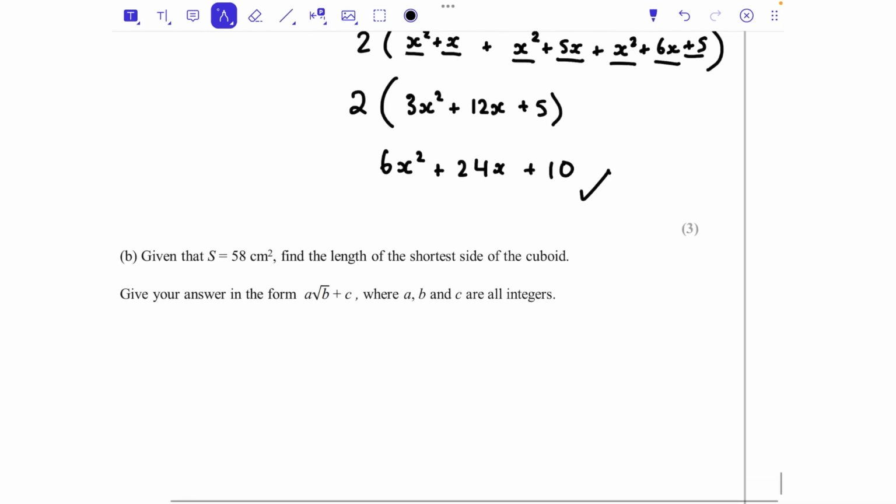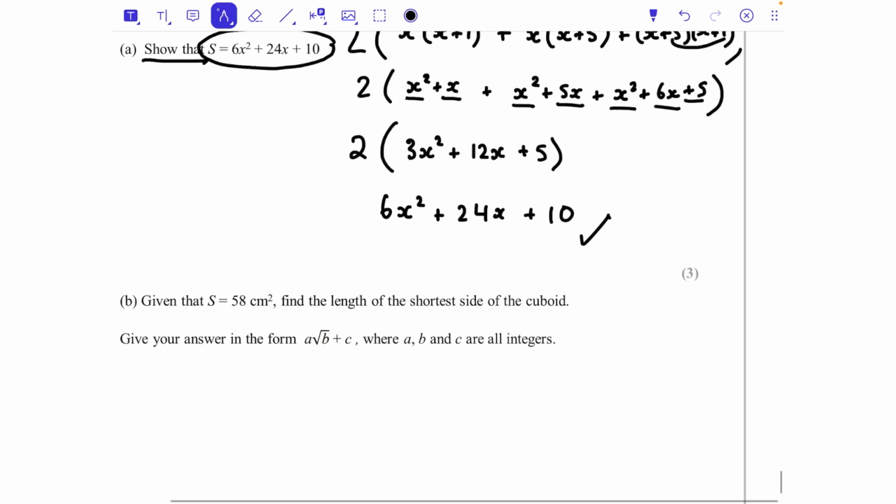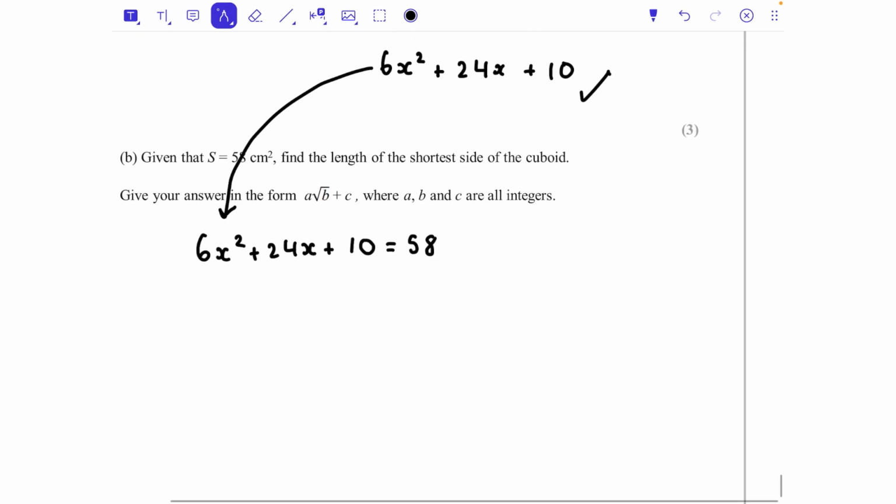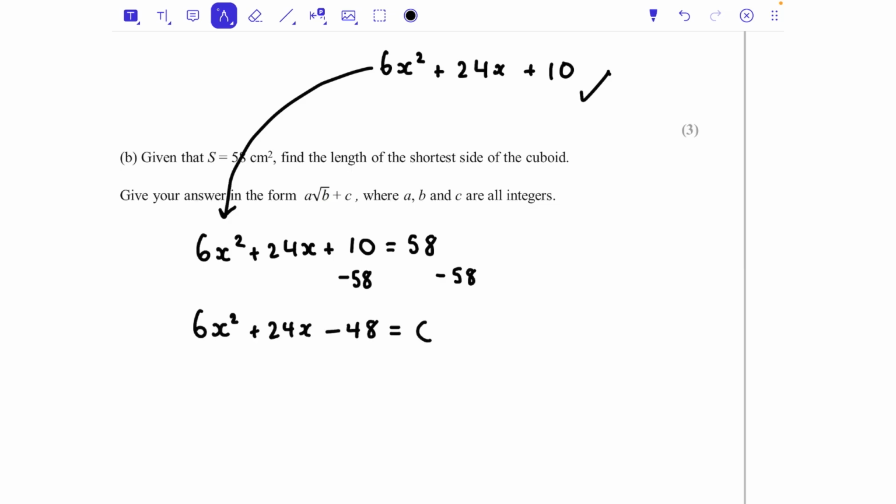It then says, given that S is 58, find the length of the shortest side of the cuboid. So we now know that the surface area equals 58. So I'm going to take this expression that we had, 6x squared, add 24x, add 10, and we're going to say now we know that that equals 58. So we have a quadratic, and we know to solve it, we need to make it equal 0. So to do that, I'm going to take 58 away from both sides. 6x squared, add 24x, minus 48 equals 0.